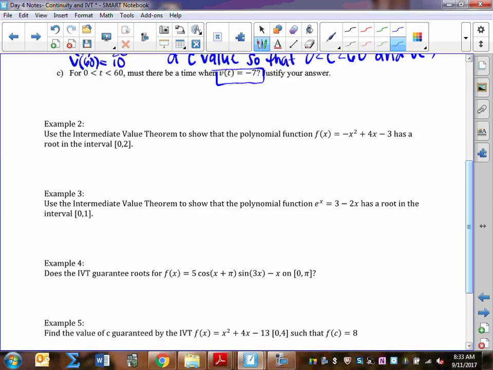This one, they tell us, well, does it have to equal negative 7? But down here, they tell you to use the intermediate value theorem, but it doesn't tell you which y value to investigate. So how would we know? It's asking to show that the polynomial has a root in that interval. How do we know which y value to look at? Which y value do we look at?